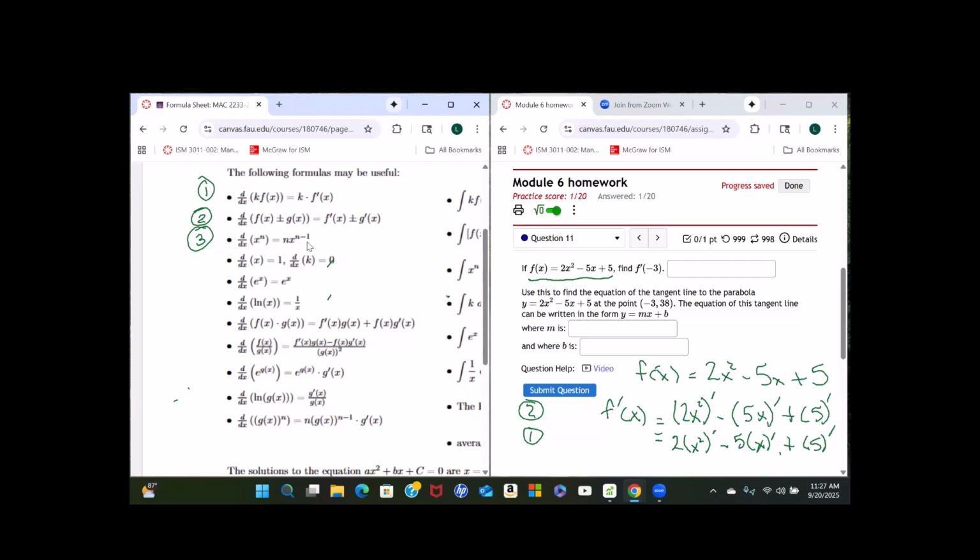Okay, so n is a constant, and I have a 2. If I use number 3, I'm going to run out of space in a minute. I'm going to get 2 times, well, the derivative of x squared, where n is 2. I say 2 times x to the 2 minus 1.